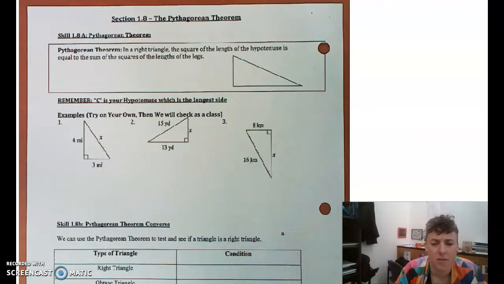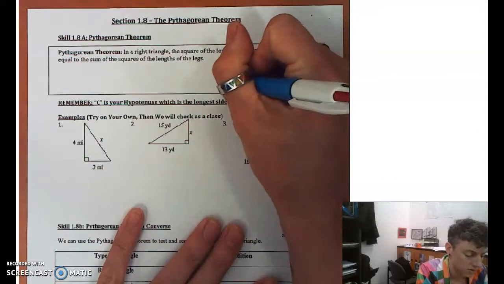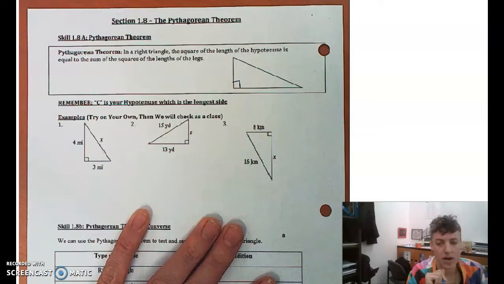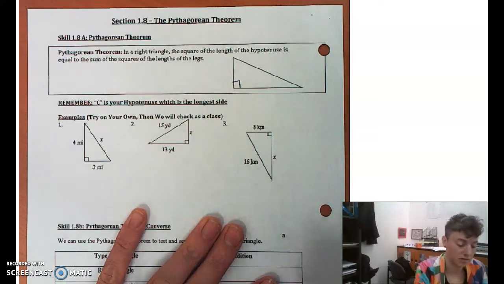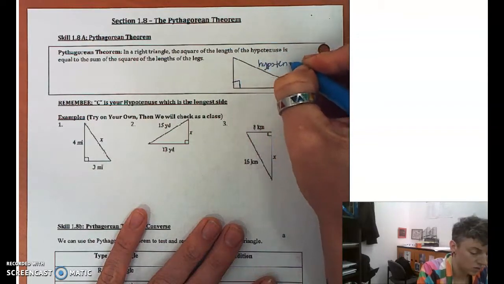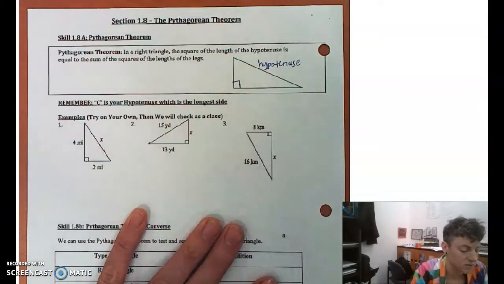The Pythagorean Theorem came from this Greek mathematician named Pythagoras, who was pretty obsessed with figuring out the relationship of legs in a right triangle to the hypotenuse, and eventually he came up with his theorem that says in a right triangle, the square of the length of the hypotenuse, which is our long side, is equal to the sum of the squares of the length of the legs.